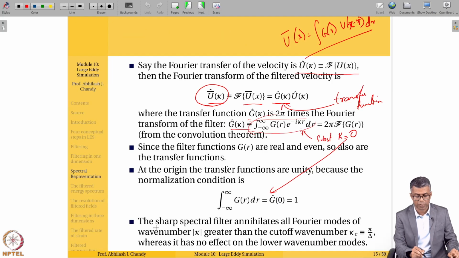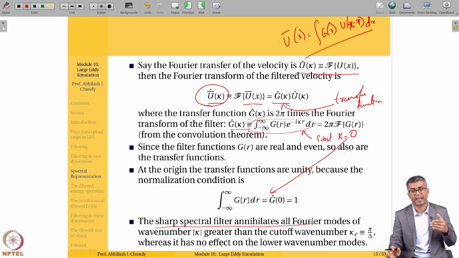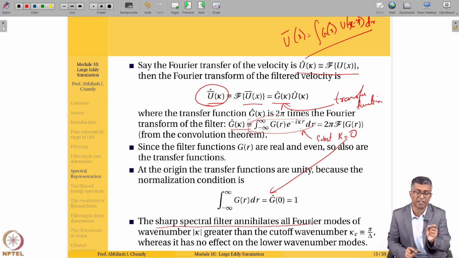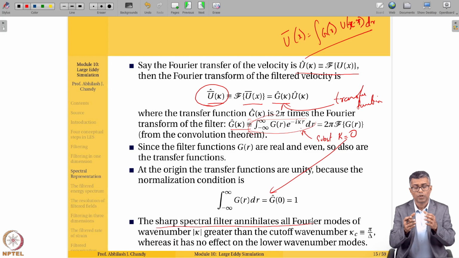What the sharp spectral filter does is it basically destroys all Fourier modes that are greater than the cutoff wave number kappa c. So kappa c corresponds to your filter width. Remember, every filter is associated with a filter width. That filter width takes into consideration only motions or scales larger than that filter width. Everything inside or below that filter width is not considered, it is modeled.